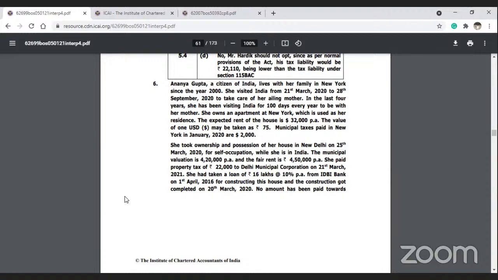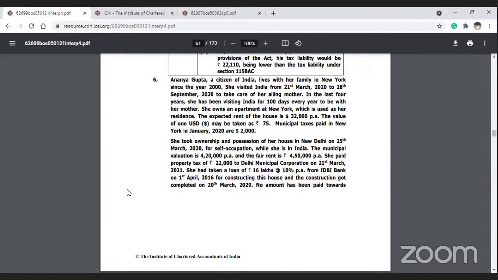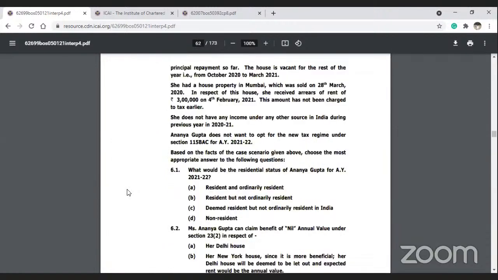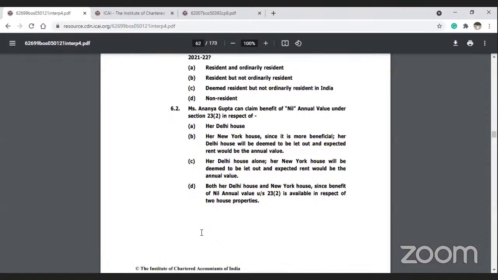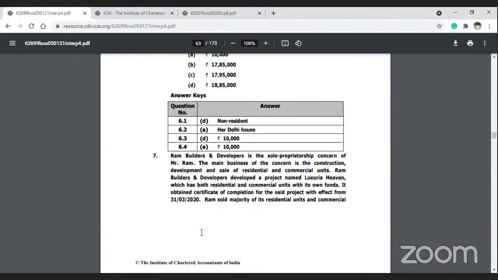So in this case, it is 182 days only. For 182 days, she is not a resident. Yes, right? She is not a resident. So non-resident, option number D. Yes, she's a non-resident.